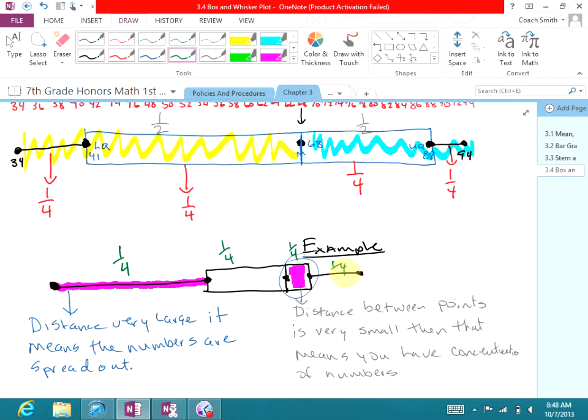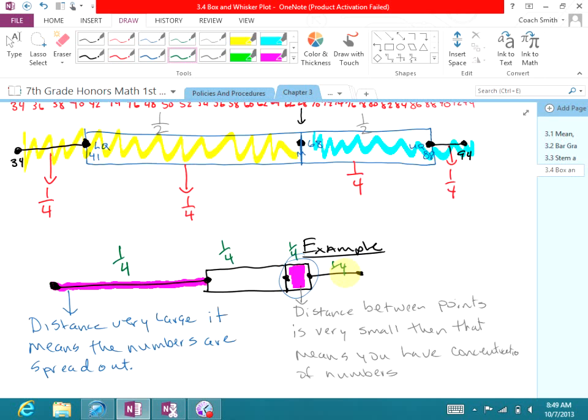Now, let's look at the St. Louis Rams right underneath them. About how many games did they score less than 21 points? Matt? Close to a fourth, but really less than 1/4, right? Because they go on up to 25.5.